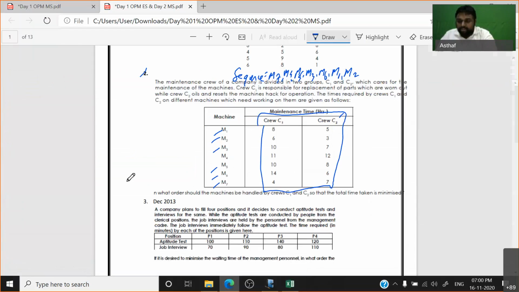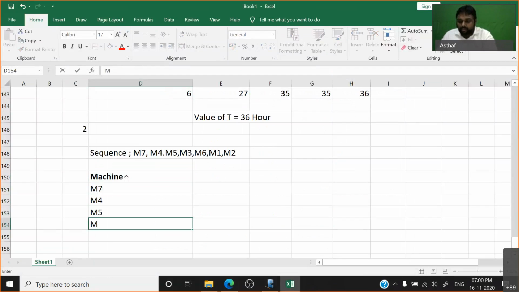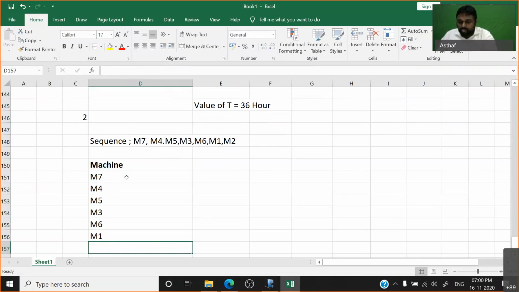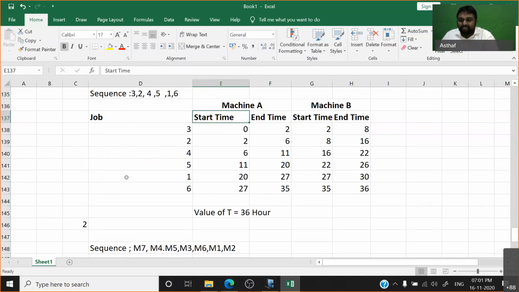So what will be the machine? We have to make it M7, M4, M5, M3, M6, M1, M2. The same order we have to make it. What is the same order? We have to make it for start time and time, the same.